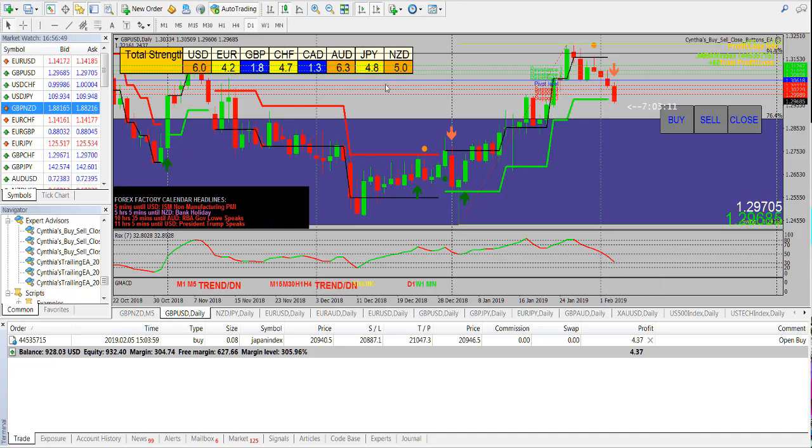So now we know that the pound is on its way down again, and look at the pound at this moment in time on this candle, this daily candle. We're seeing that the pound is very weak. It's a blue 1.8, now it's 1.5, so it's weakening even more. And in conjunction with the US dollar, which is fairly strong here at 6.0, people are selling the pound and buying the US dollar, and that makes the pair go down.